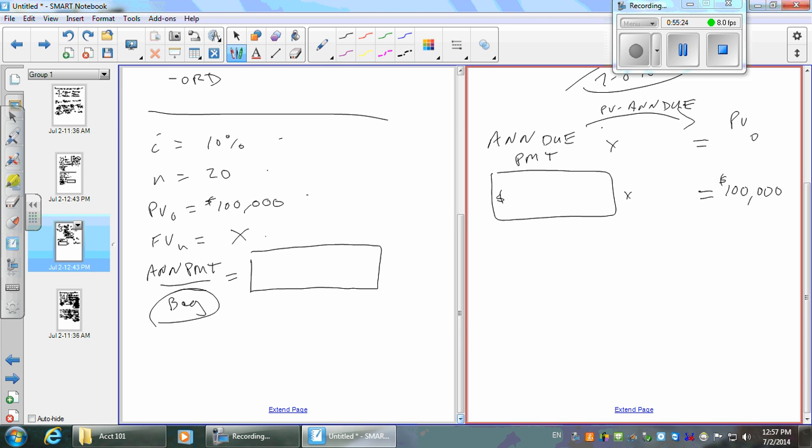What's my interest rate? 10%, wasn't it? What's my number of periods? 20. So what's the payment going to have to be? That's the factor I'm looking for here. When I take the payment times that factor, it's going to be 100,000. That's all it is. So look up the factor. Look at the present value of an annuity due on the table. 10%, 20 periods. What is that factor?